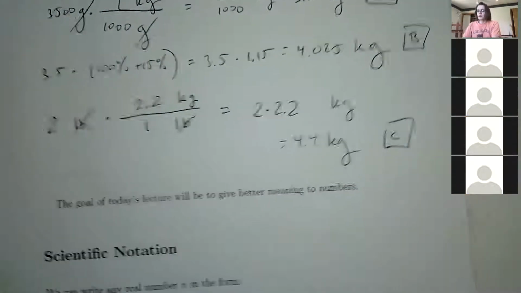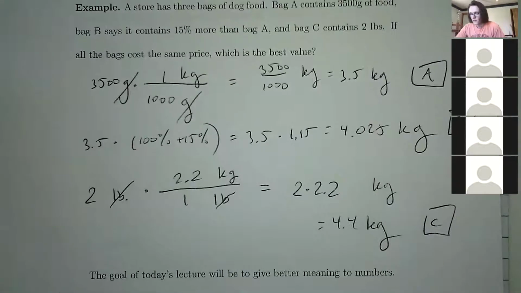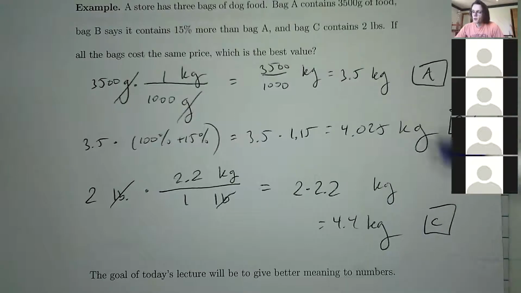If I was buying this dog food, I would buy C because I get a little more than B. It doesn't really matter. It is like half a kilogram, but that's only a quarter of a pound, loosely speaking. So it's pretty close all the way around, but that is your best bet. You get just about 1 kilogram more than bag A, which is like half a pound. So is that right? I don't know. I'm not good with metric.